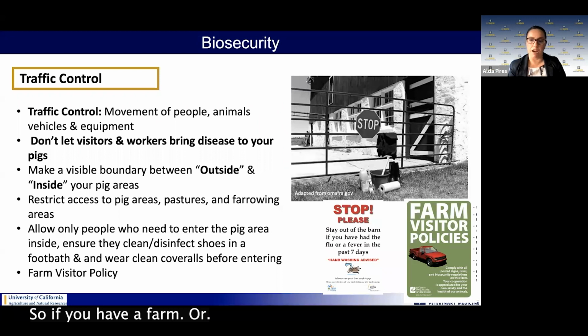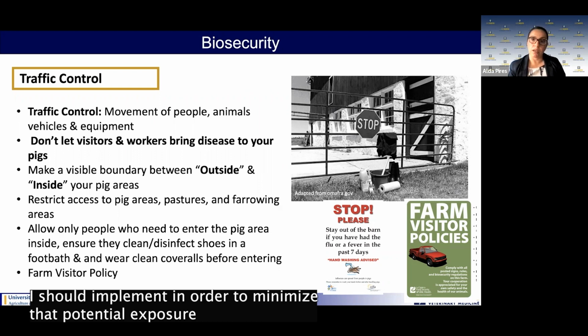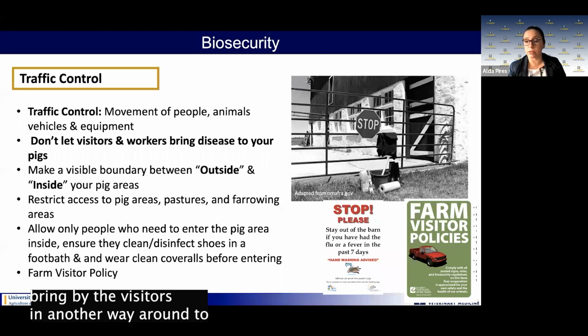So if we have farm tours or an open farm or a pet farm, think about the layout for the visitors, and what policy I should implement in order to minimize the potential exposure of the visitors, or disease brought by the visitors, and the other way around too.